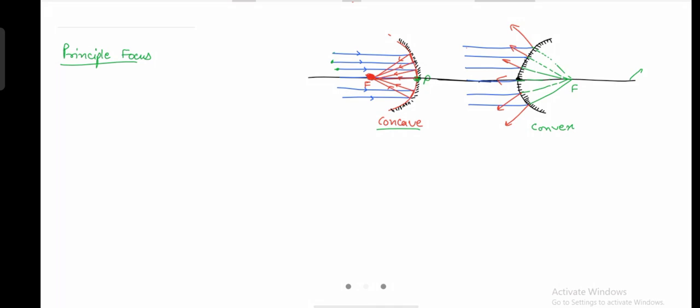So which will be the focus point, or which will be the principal focus? That one point where, if any line is parallel to the principal axis, it will be converging and meeting. That will be the principal focus.